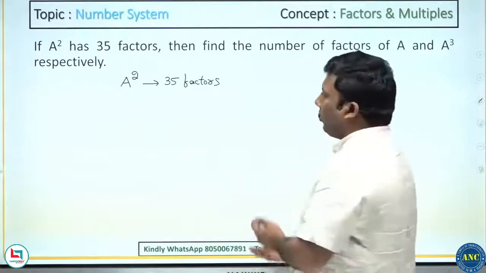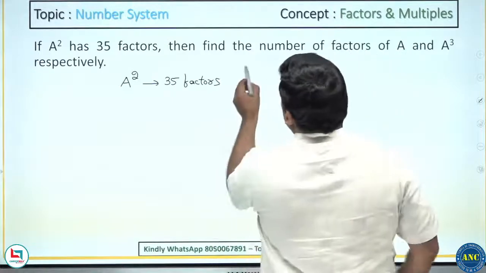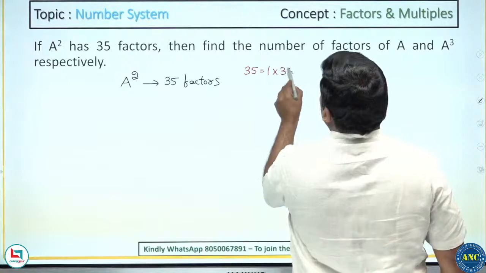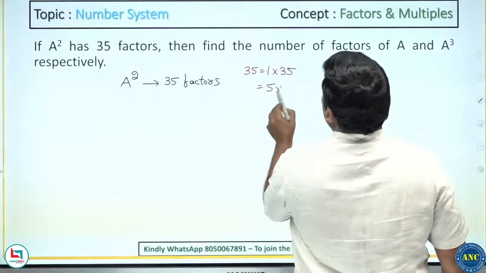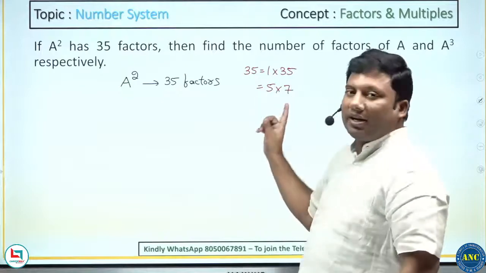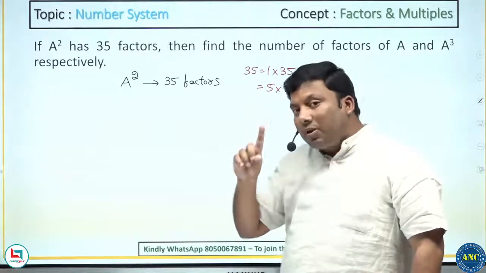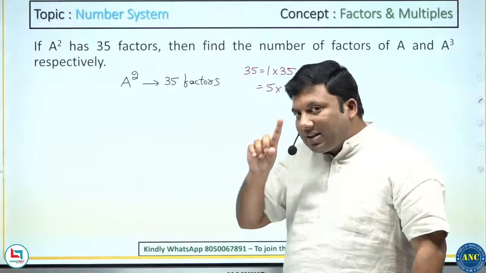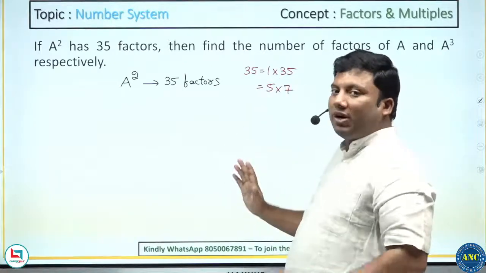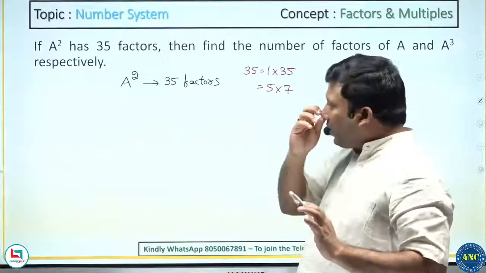I'll come to this point. Now, 35 is 1 into 35 and 5 into 7. In how many prime bases can it be written? 2 prime bases. So what will be the maximum number of prime factors? The maximum number of prime factors is the sum of the powers, 1 plus 1, 2. So there will be no third case.